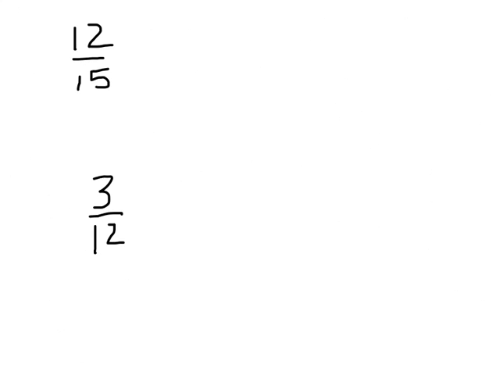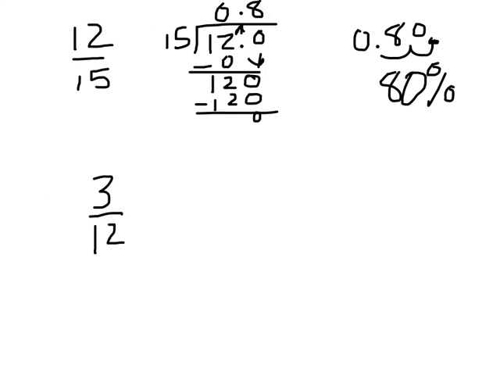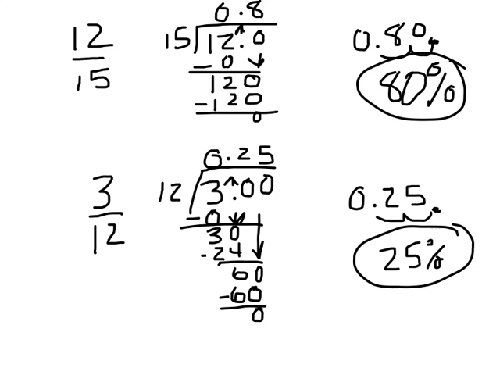Now you'll have a chance to try a couple completely on your own. Change 12/15 into a percent. Don't forget to change it to a decimal first. Go ahead and try that now. 12/15 is equal to 8/10, or 80 hundredths, and that is equal to 80%. Try another. Convert 3/12 into a percent. Go ahead and do that now. 3/12 is equal to 25 hundredths, or 25%. You've done a great job on this video. You are now finished.